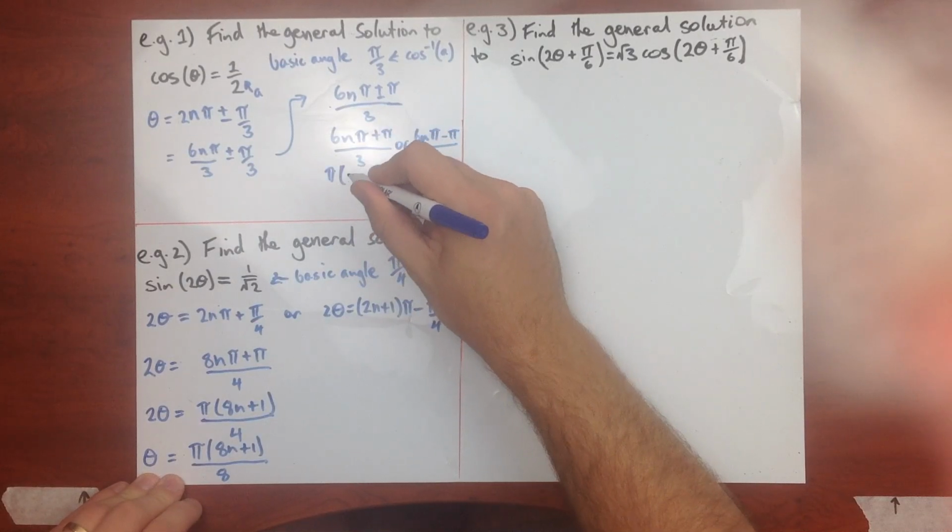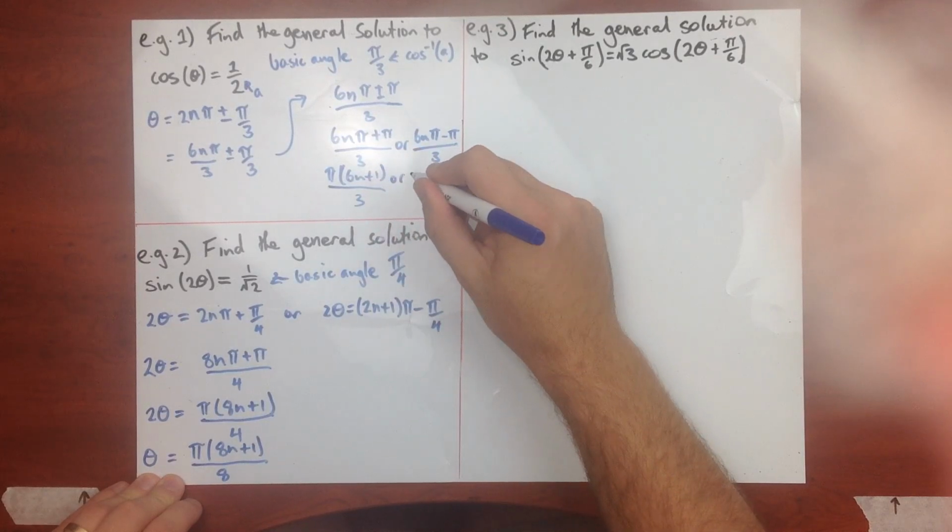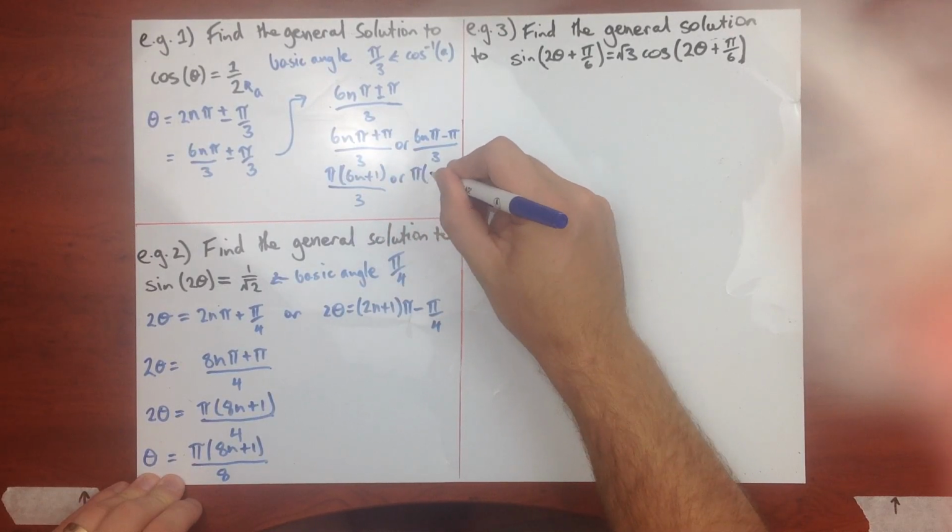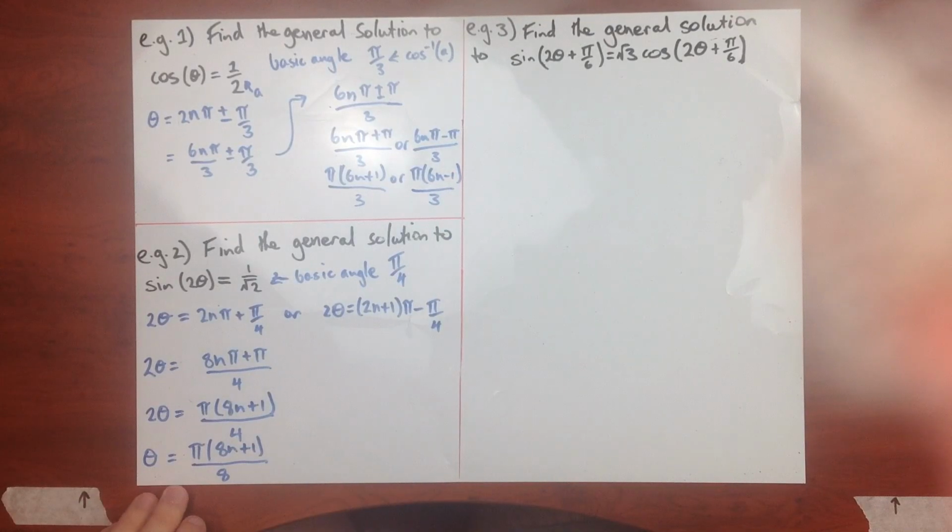Okay, so we could have done a similar thing over here, taking our pi out, and had pi outside of 6n plus 1 on 3, or our 6n take 1 on 3. So we should have done that before.